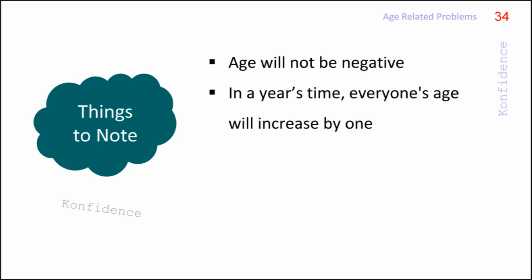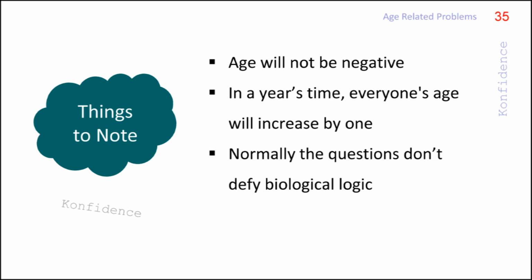Once again, I would like to remind you that age increases or decreases equally for all human beings on earth. Everyone's age will increase by 1 in a year's time. Normally, the questions connected with age do not violate biological principles. Father's age is more than the son's age. Mother's age is more than the daughter's age, etc. However, do not rule out the possibility of it happening otherwise as well.